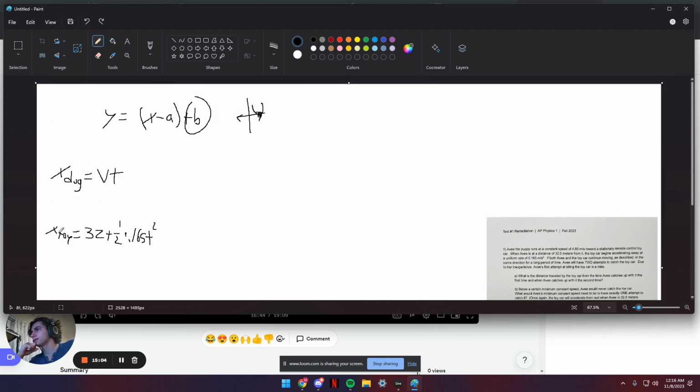For simplicity, let's actually subtract the dog from the toy. So this would be this one minus this one, which would be 0 is equal to, the x's cancel out again, 0 equal to 32 plus 1/2 times 0.165 t squared minus vt. Let's put this into a more clear form. 0 equals, we'll put the t squared first, and then the one with the t, vt, and then no t.